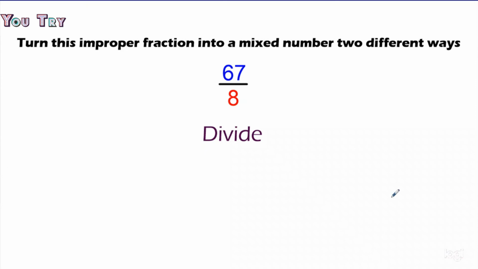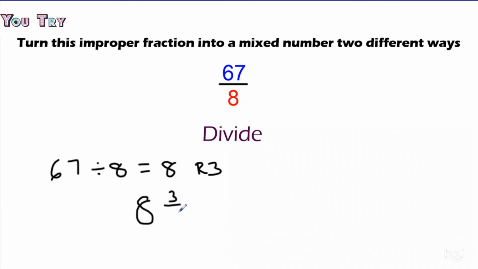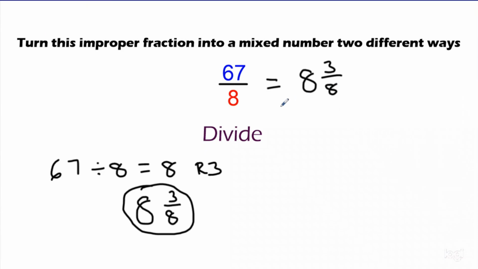So hopefully you just paused it and you tried it. And I'm going to follow my own steps. So the first thing I'm going to do is I'm going to write it as a division equation. And I know when I do 67 divided by 8, my answer is going to be 8 remainder 3. So when I write this as a mixed number, my quotient becomes my whole number. My remainder becomes my numerator, and my denominator stays the same. If you notice, I'm saying the exact same words every single time because that way it's consistent. It just helps remind me every single time. So I could either write down 67/8 or I could write down 8 3/8. It means the exact same value.